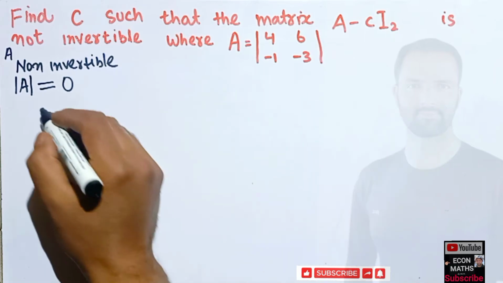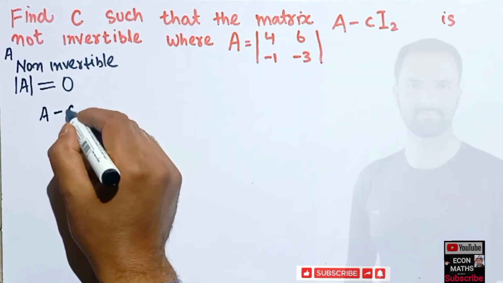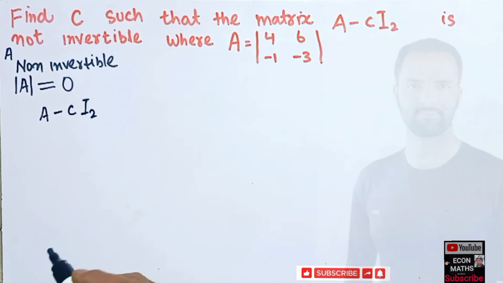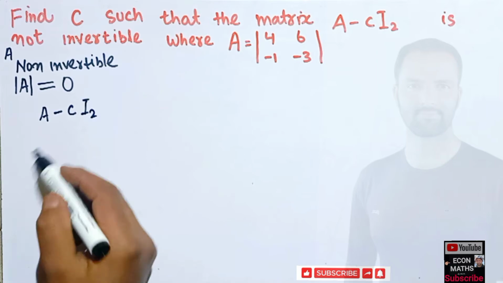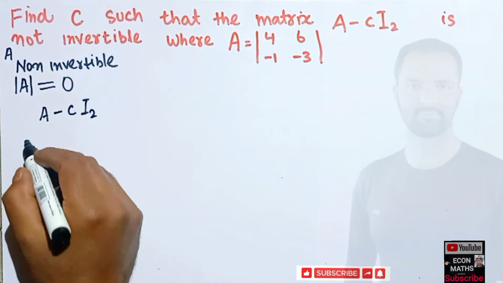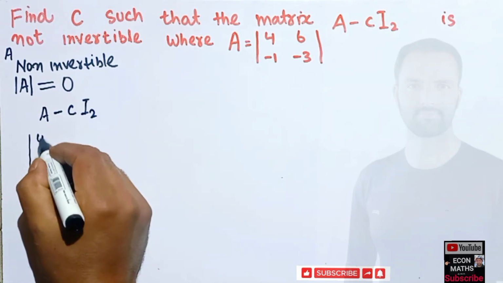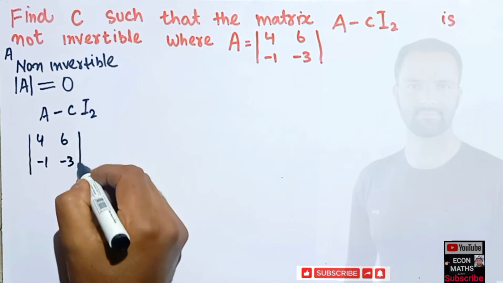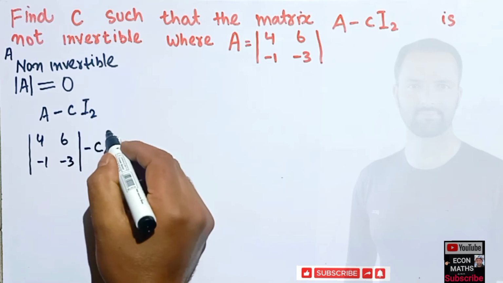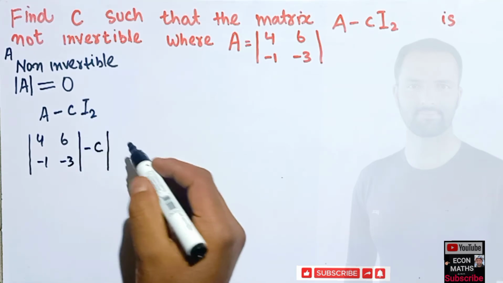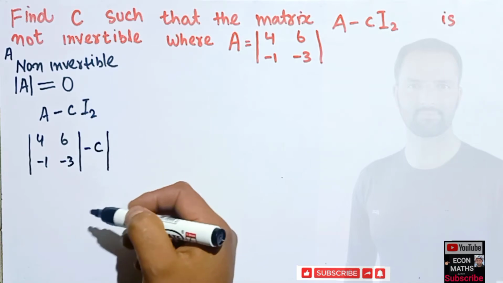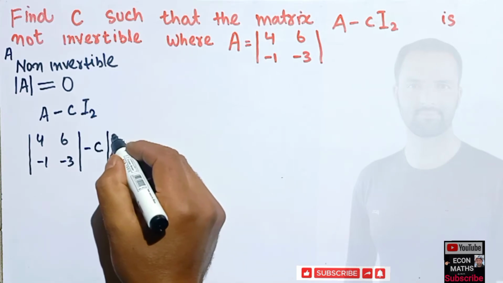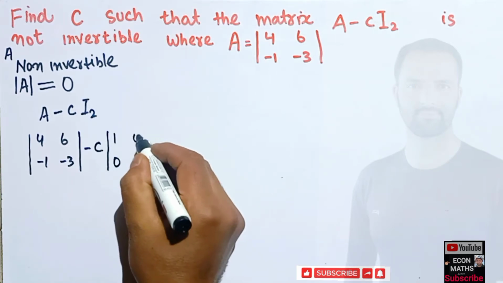So we have A minus C I subscript 2, that means identity matrix of order 2. And what is the value of A? If we expand this, A is given here as 4, minus 1, 6, minus 3. We have minus C. And what is an identity matrix? A matrix is said to be an identity matrix if the principal diagonal elements are 1. So we have 1 0 0 1.